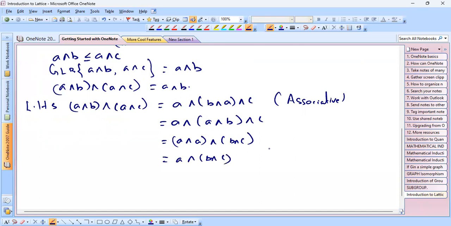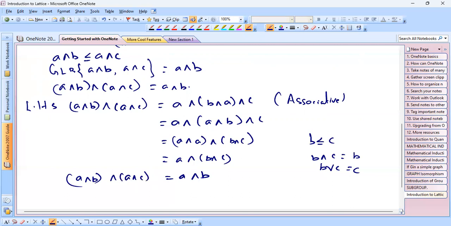We know that when B ≤ C, using the idempotent condition, B and C is equal to B and B or C is equal to C. So from that, B and C is equal to B. Therefore, (A and B) and (A and C) is equal to A and B. Therefore, I can write A and B ≤ A and C.